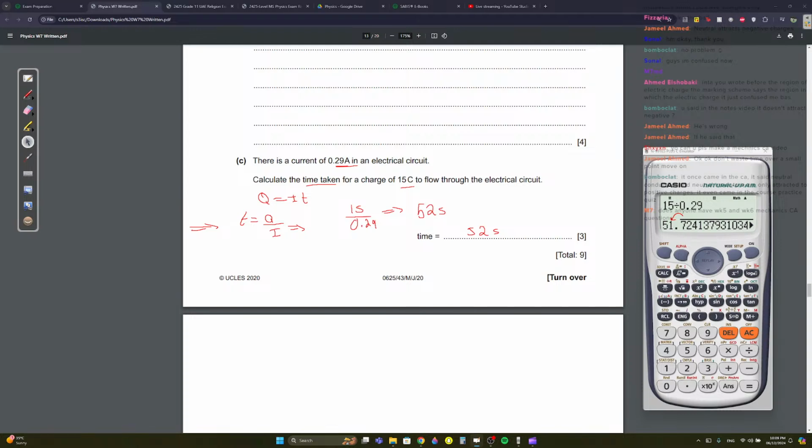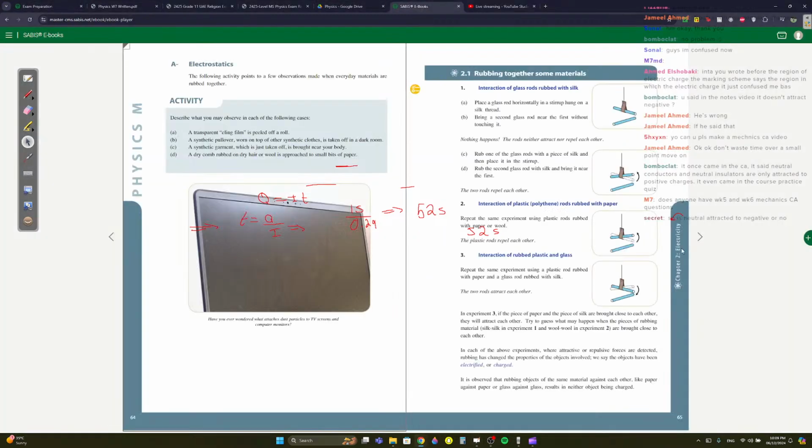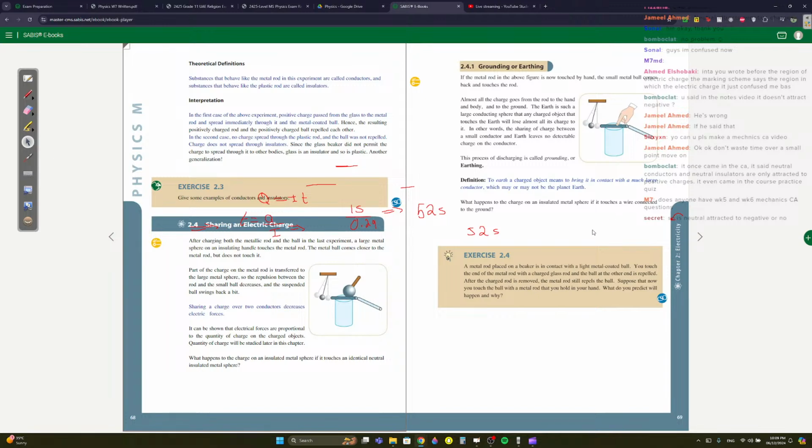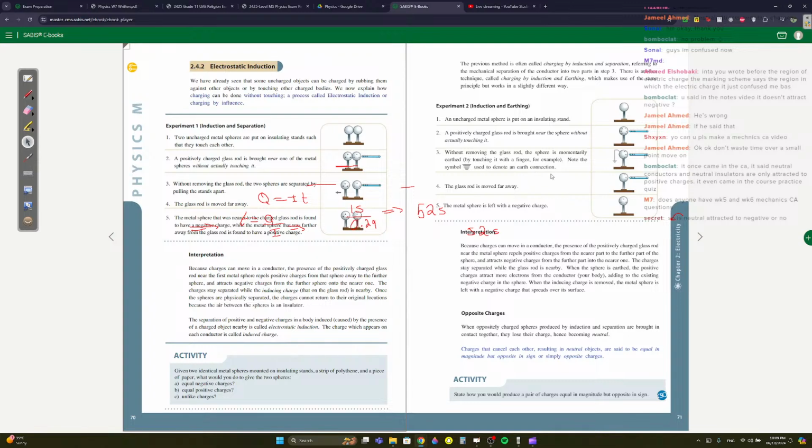It once came in the CA. It said neutral conductors and neutral insulators are only attracted to positive charges. It even came in the course practice quiz. No. It is attracted. Please stop confusing them. I'm 1000% sure it's attracted to negative charges. I'm gonna find it for you. I have to find it for you. I'm telling you, I'm not gonna end this stream without finding it for you.